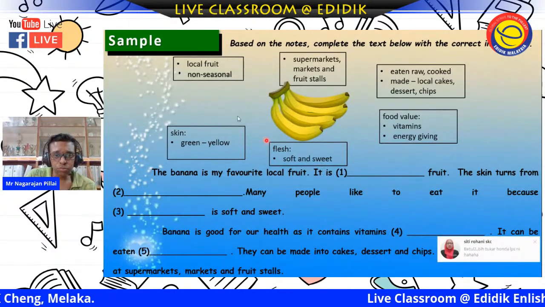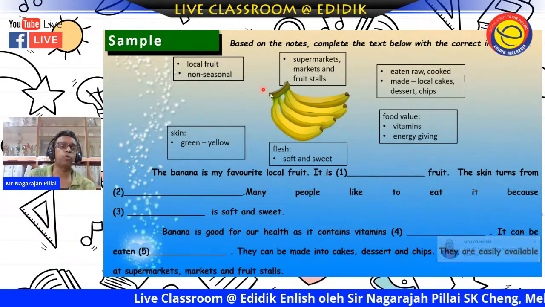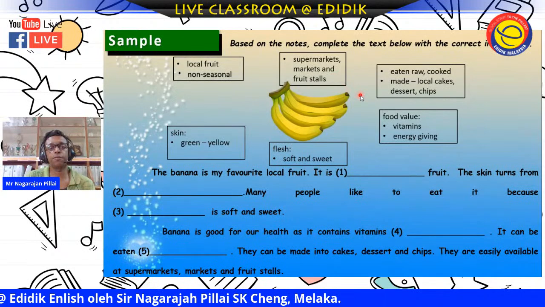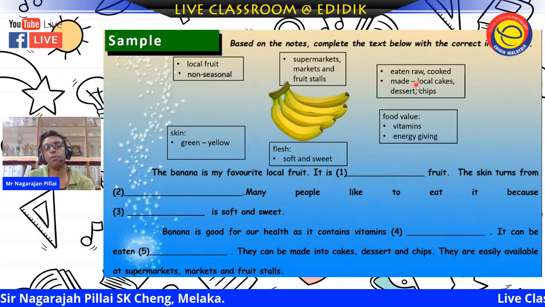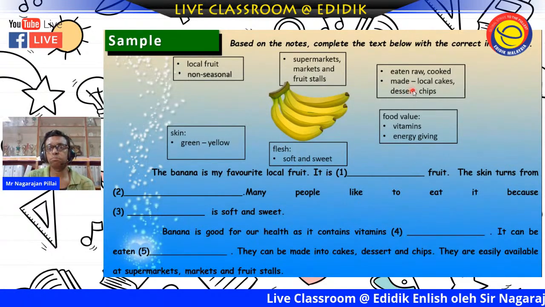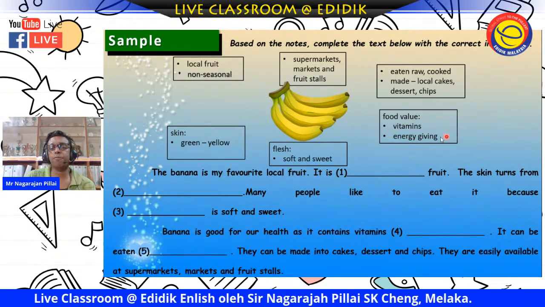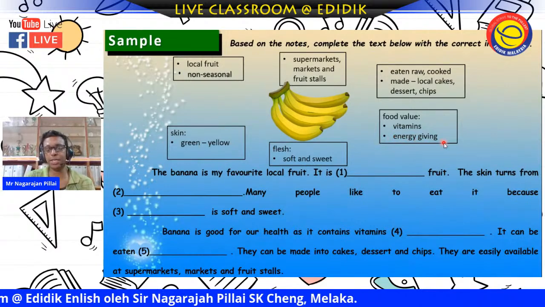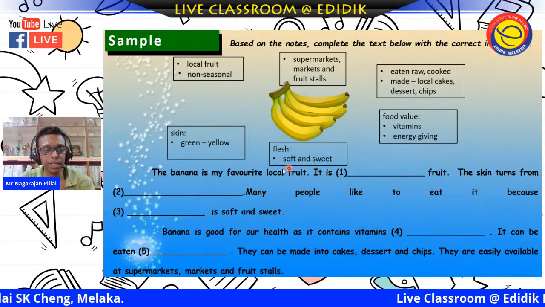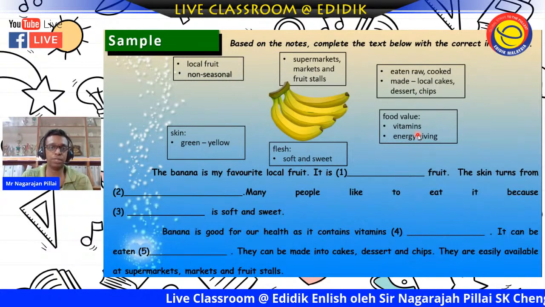Now, look at the banana, look at the stimulus, the words: local fruit, non-seasonal. Okay, box number 2, supermarkets, markets, and fruit stalls. Next, number 3, eaten raw, cooked, made into local cakes, dessert, chips. Okay, next box we have food value, vitamins, energy giving. Okay, the 5th box we have flesh, soft and sweet. And the last one we have skin, green, yellow. Okay, now done with the stimulus.